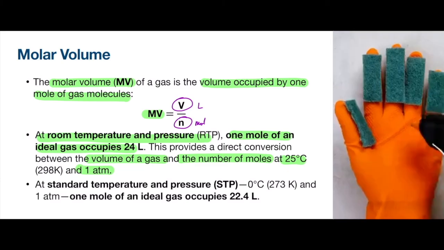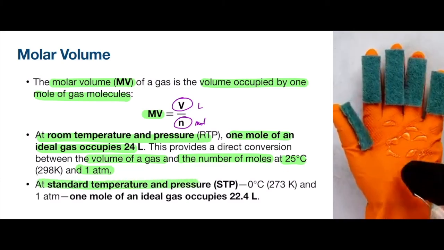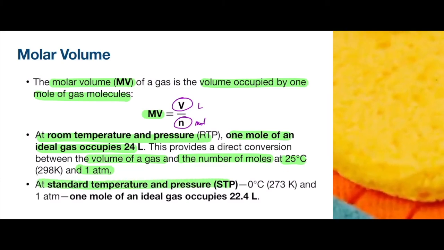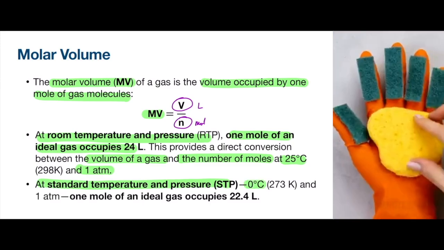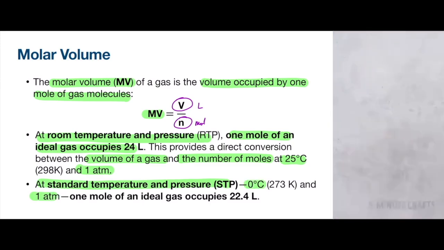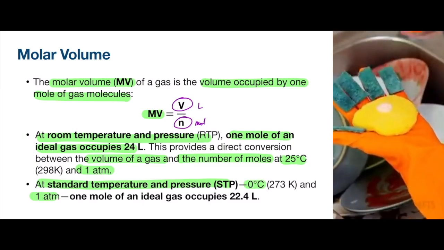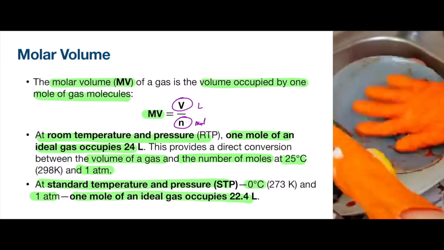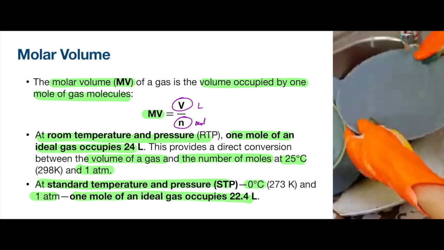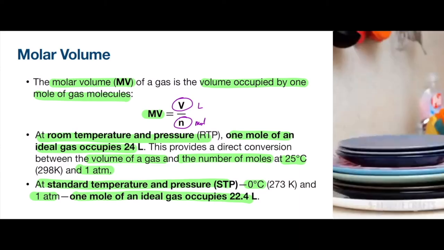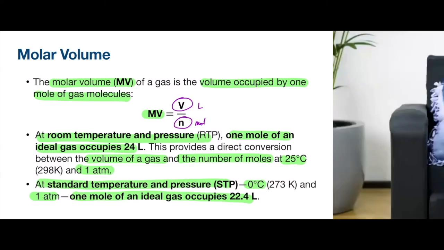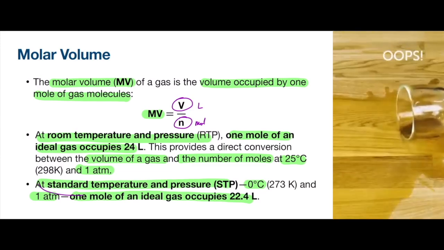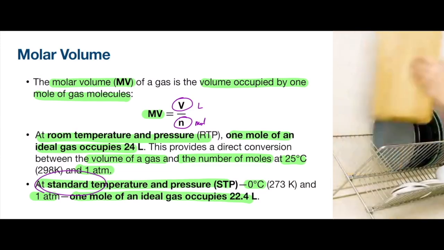On the other hand, we also have standard temperature and pressure, or STP, which is specifically 0 degrees Celsius and 1 atmospheric pressure. In this case, 1 mole of an ideal gas occupies 22.4 liters of space. This value is commonly used in gas law problems that specify standard temperature and pressure.